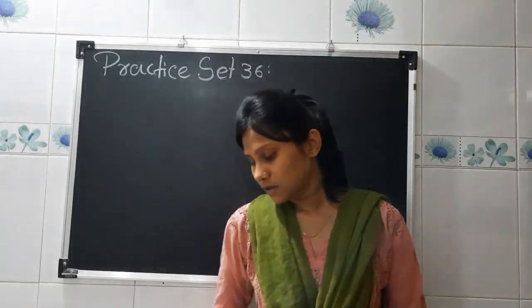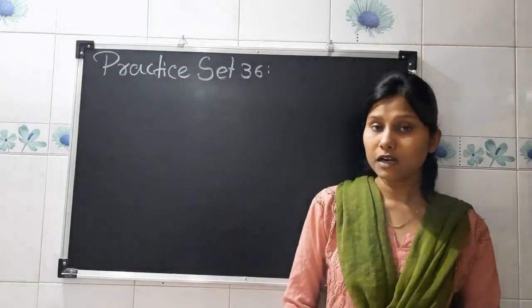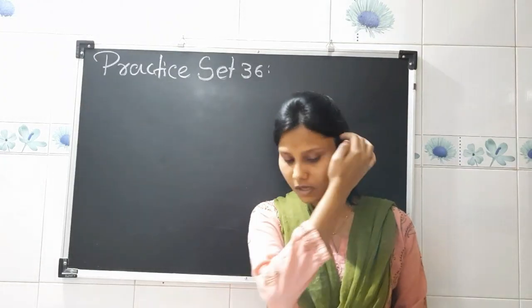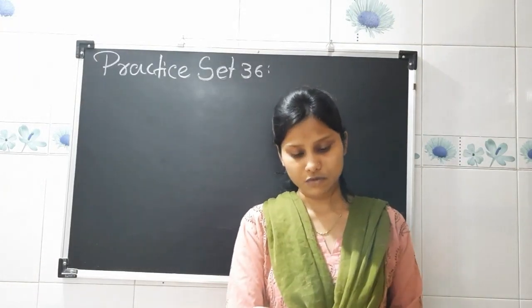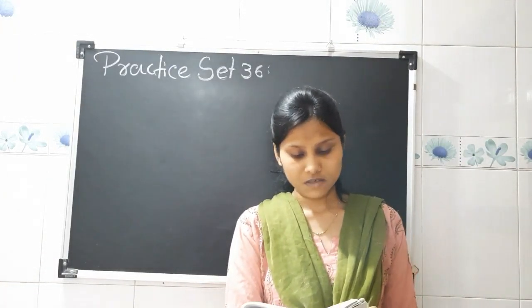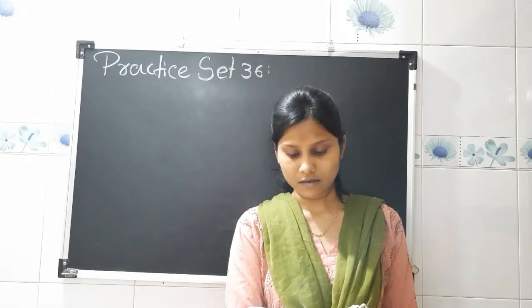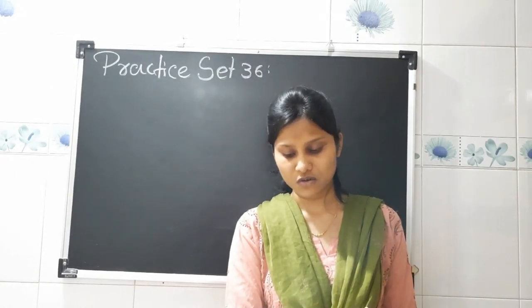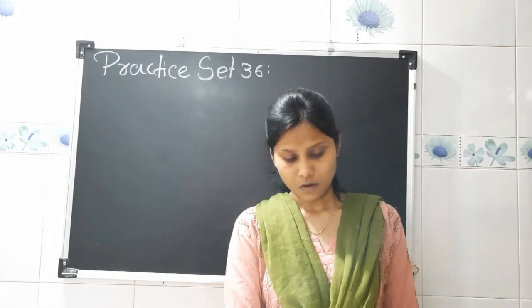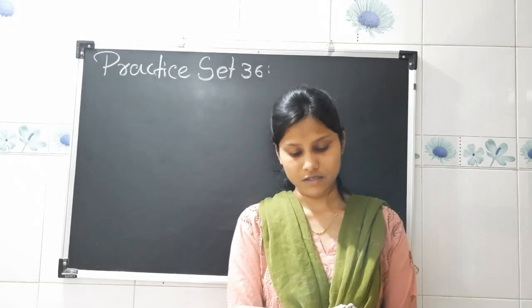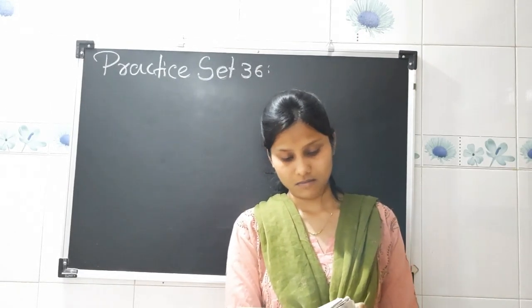Now we'll start our practice set 36. First let us read question number 1. Observe the figures below and write the type of triangle based on its angles. See, first triangle PQR.